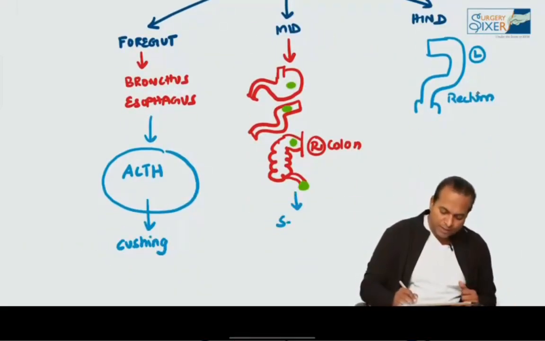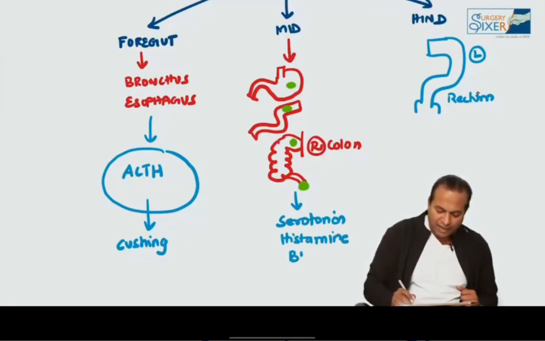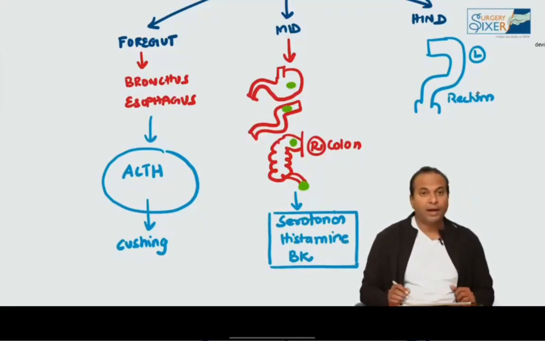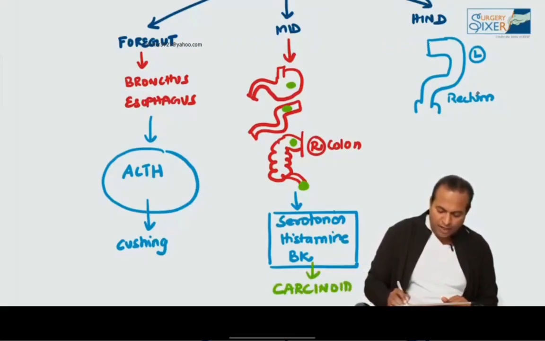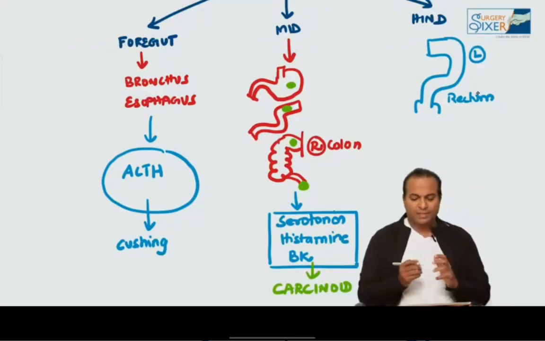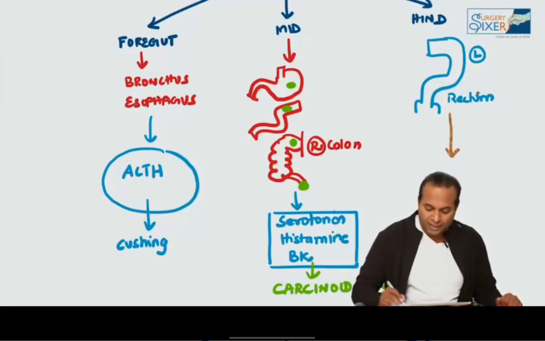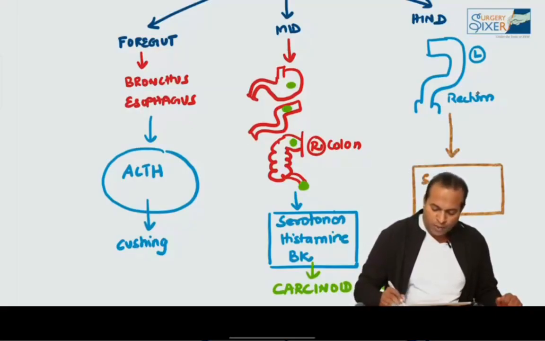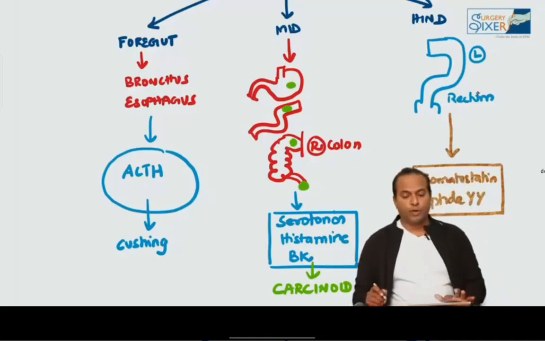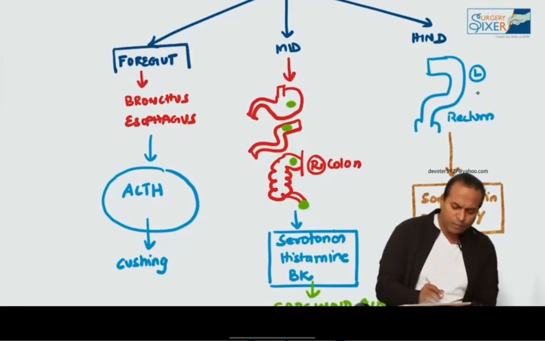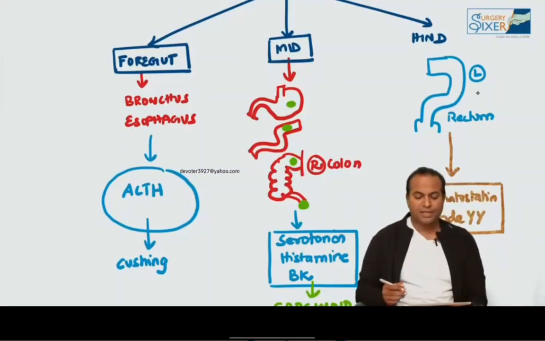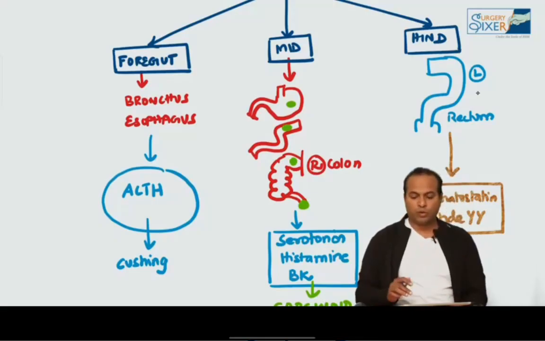Midgut produces serotonin, histamine, bradykinin. All these substances are produced by midgut carcinoid, and this produces a syndrome known as what syndrome? Carcinoid syndrome. Please don't forget, we will be discussing about it soon. And this is an expected MCQ. Hindgut carcinoid produces what substances? Somatostatin and peptide YY. So foregut carcinoid produces ACTH, midgut carcinoid produces serotonin, histamine, bradykinin, hindgut carcinoid produces somatostatin and peptide YY.